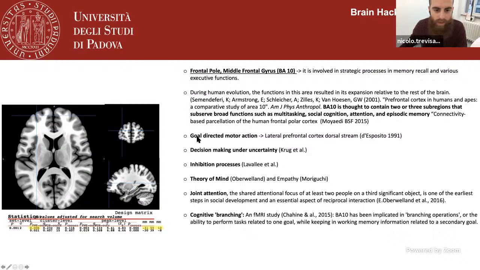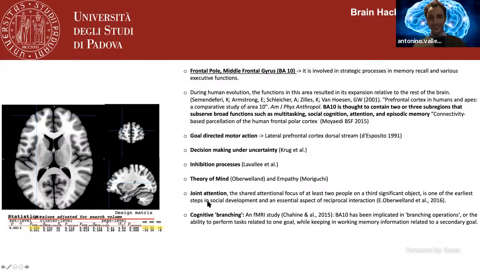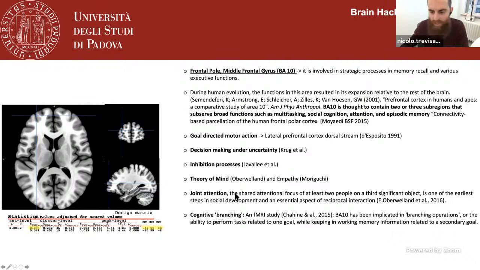Experts actually know a lot of games just by memory, and they have a context for episodic memory retrieval. It's also active during goal-directed motor action. Again, this is kind of obvious why it's related to chess. Decision-making under uncertainty, inhibition processes, theory of mind. This is all the idea that we had at the beginning, and to be a pro expert chess player, we also need to have an idea what's going on at an empathic level, an emotional level, also with other people.